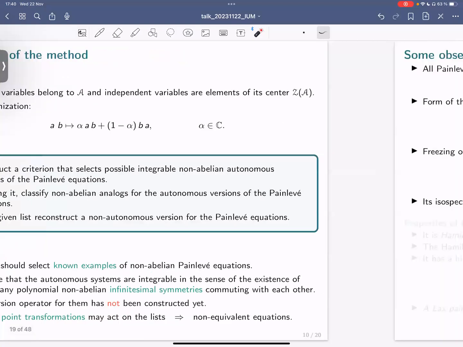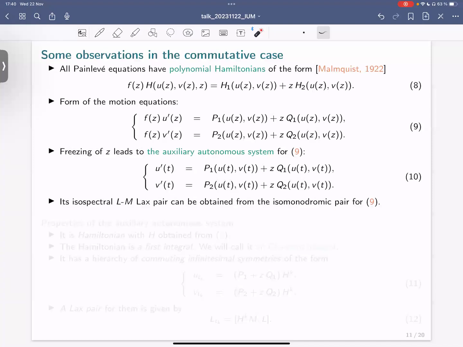Yep, let me move to some detail. So in the commutative case, as I said, all Painlevé equations are Hamiltonian, and their Hamiltonian has the following form with different functions f, and with h1 and h2 that are polynomial in variables u and v. So the corresponding motion equations have this form, where p1, p2, and q1, q2 are also polynomial in u and v. So since this Hamiltonian is non-autonomous, it's not a first integral for this system.